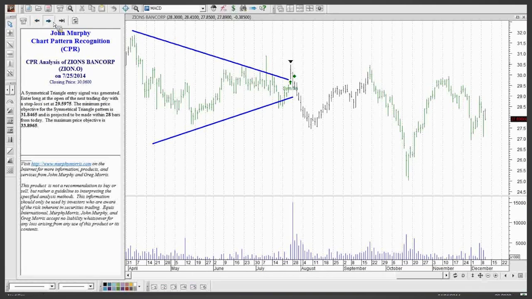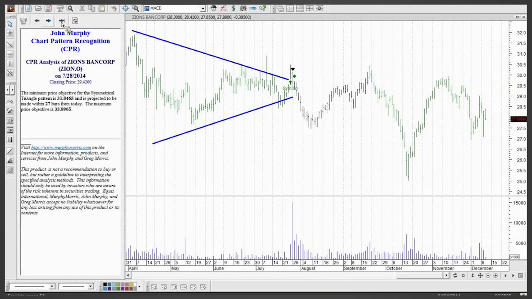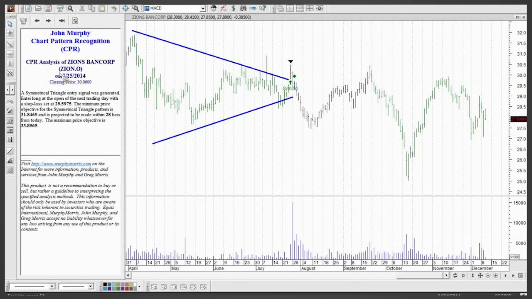As you can see, if you scroll the arrows back and forth, you can pick the day in which you want to see the commentary. So the symmetrical triangle entry signal was generated. Enter long at the opening, and it's actually going to set the trade parameters for you.